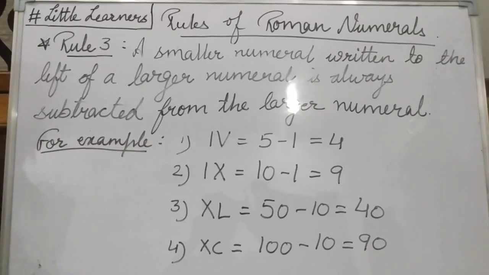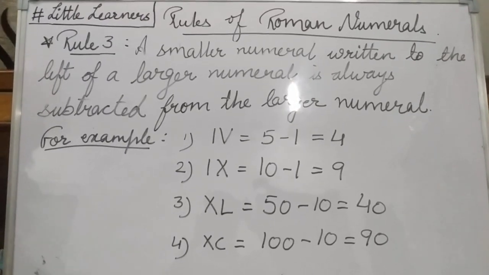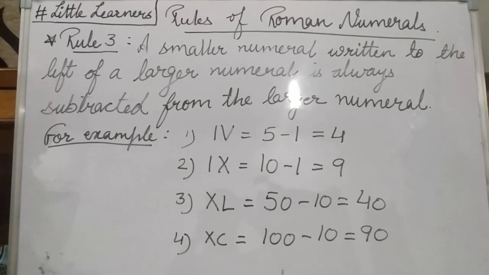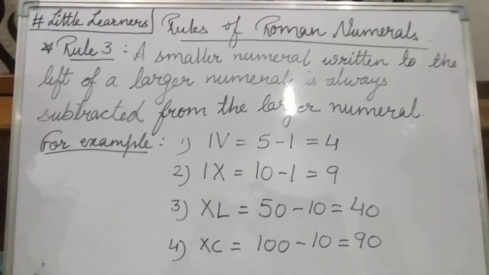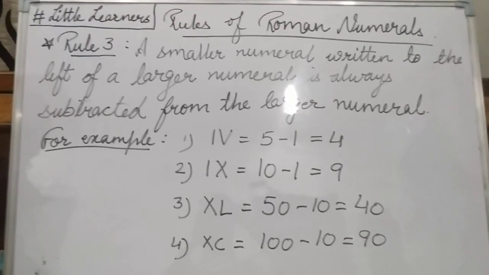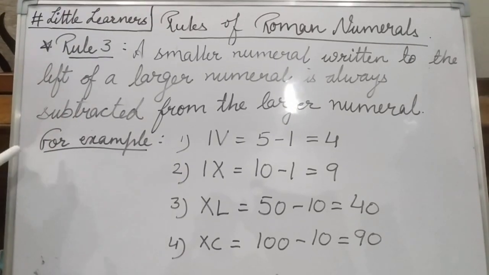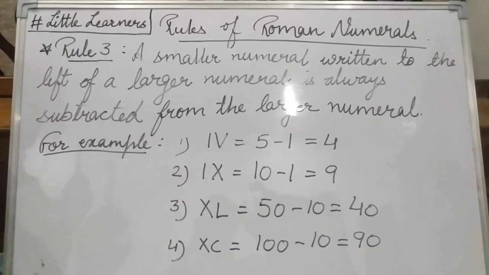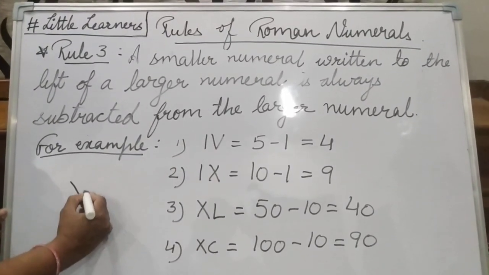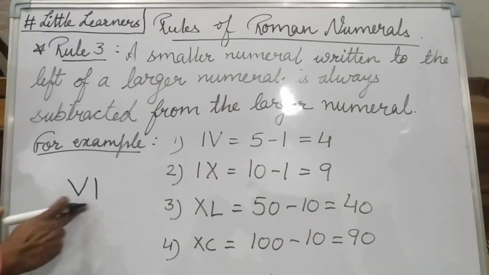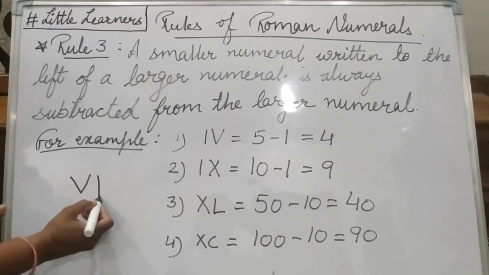Children, now I want to tell you the third rule of Roman numbers. The third rule of Roman numbers is, if a smaller numeral is written to the left of a larger numeral, it is always subtracted from the larger numeral. It means that in my previous rule, rule number 2, I told you when the bigger numeral is written first and the smaller numeral is written afterwards, I told you this. That time the smaller numeral is written afterwards.